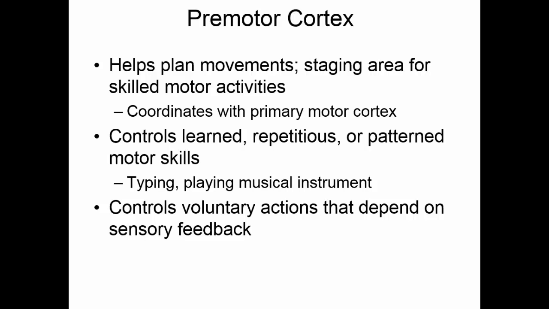For example, if you're searching in your pocket for something, as you feel things in your pocket, you either rule those out as the keys you're looking for, or you pull them out as the key you're looking for. That requires sensory feedback for you to take that action.